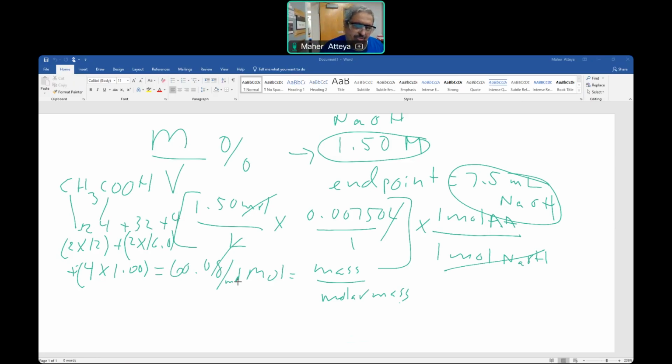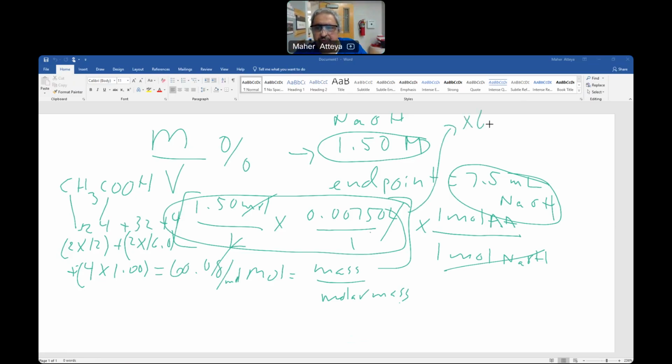So then the mass will be whatever moles you have from here, you multiply it by the molar mass, the 60. So take this value here and multiply it by 60.0 grams per mole. Moles and moles cancel out, and you get the number of grams.